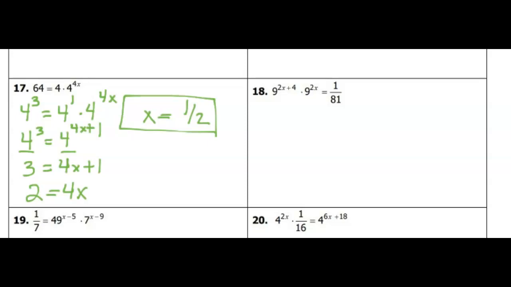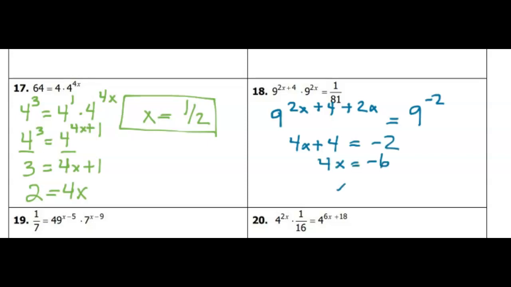So the last one I'll do is number 18, and notice that you've got 9. Now you could break 9 down to a power of 3, but 81 is also a power of 9. So you don't have to always go down to perhaps the prime number. If it's a multiple, obviously 81 is going to be 9 to the -2, and then we end up having to just combine the two x's to give us 4x plus 4 is equal to -2, and then again solving it, and then obviously simplifying, we end up with -3/2, which then works in the equation.